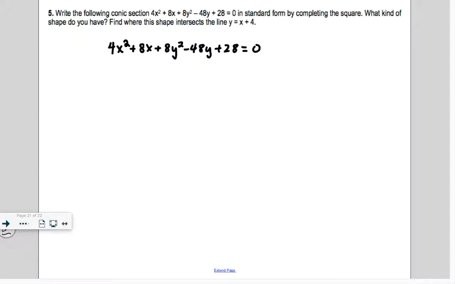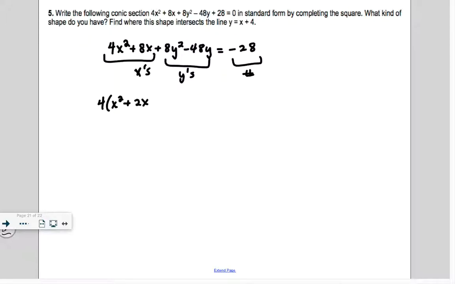So I'm going to get all my x's together, and all my y's together, and then usually I get the number to the other side. So I'm going to do equals negative 28. So I have my x's, my y's, and my number. And in order to complete the square, we need a 1x squared or a 1y squared out front. Remember that? So we pull out the 4. And we pull out the 8.